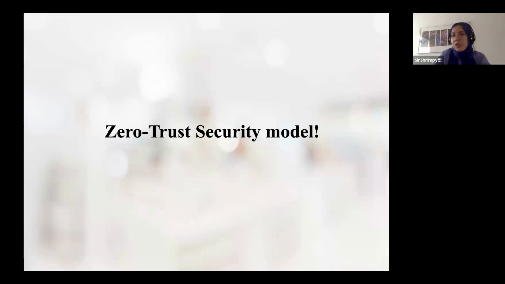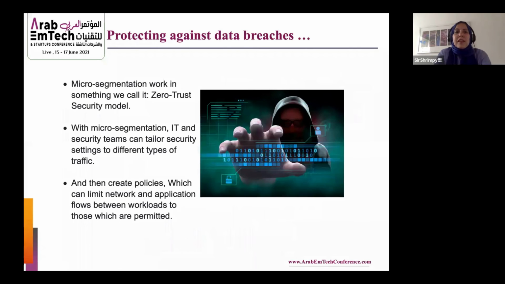Zero trust security model. How to protect against data breaches. Microsegmentation works in something we call the zero trust security model. With microsegmentation, IT and security teams can tailor the security settings to different types of traffic, and then create policies which can limit network and application flows between workloads to those which are permitted.